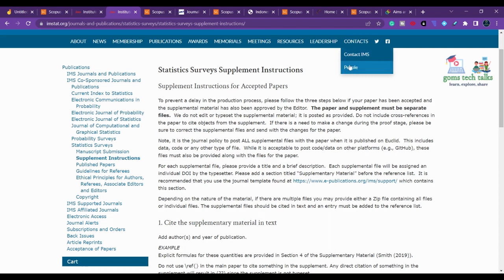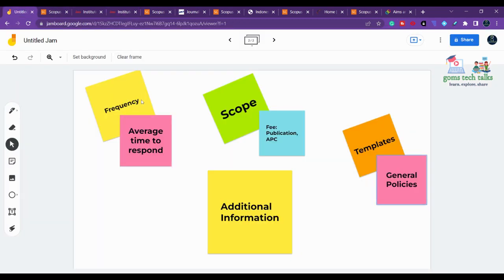Send them a mail about the things you want to know. They haven't mentioned any frequency, they haven't mentioned the average time to respond, and we know the scope through the Scopus database, and they said there is no publication fee. Check whether they have a template and what other general policies they maintain.